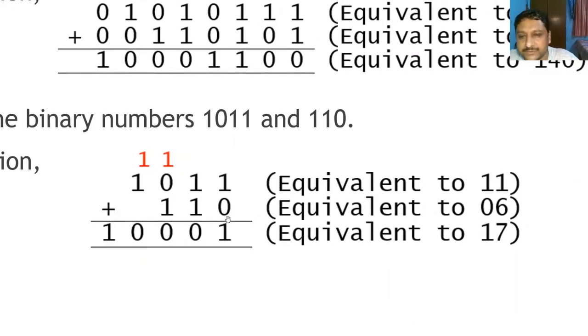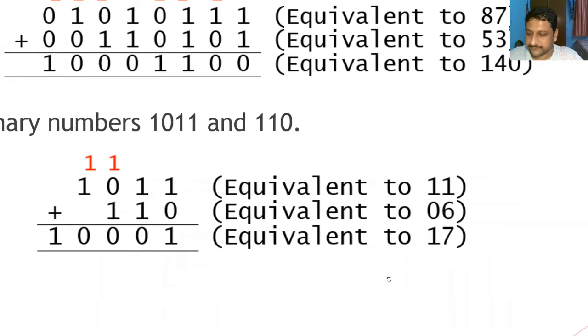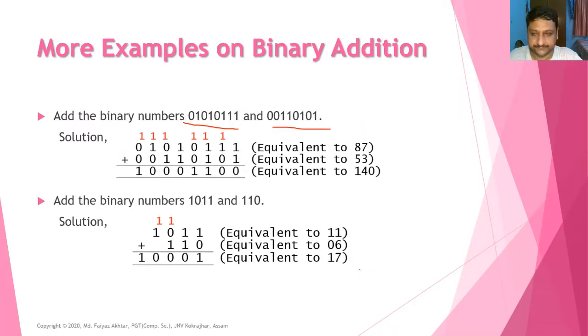1 0, 1 is written here, 1 1 1 0, 0 is written, 1 is carried forward. 1 1 1 0, 0 is written here, 1 is carried forward. 1 1 1 0, 1 0 is written. So it is the equivalency here. This is the example. If you want to add like this, you can do like this.